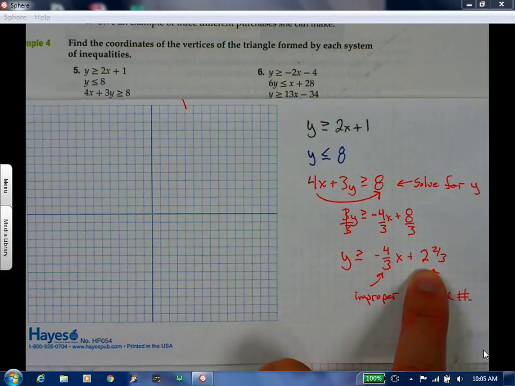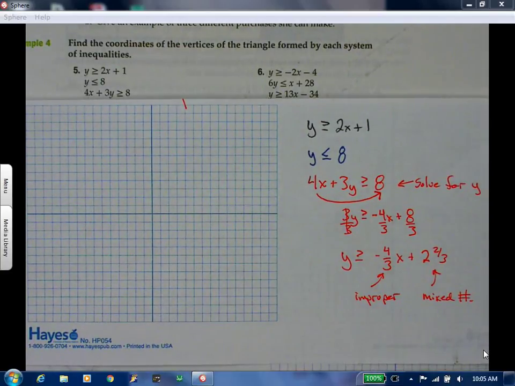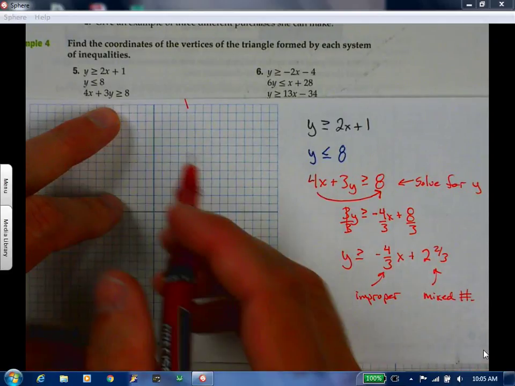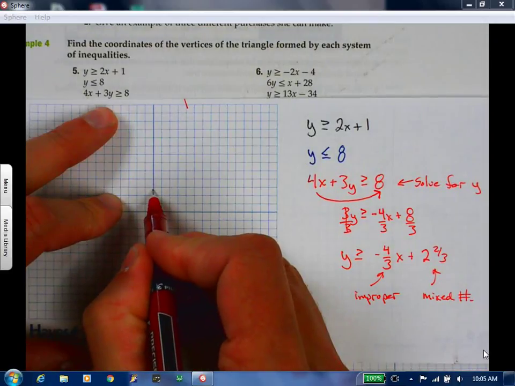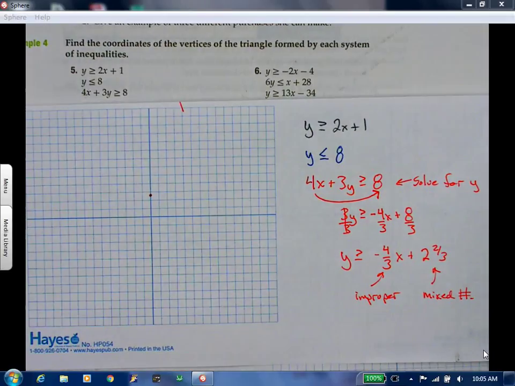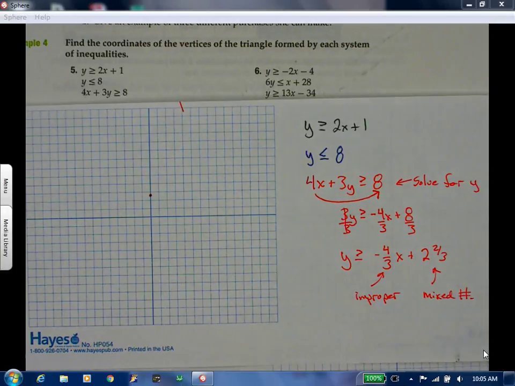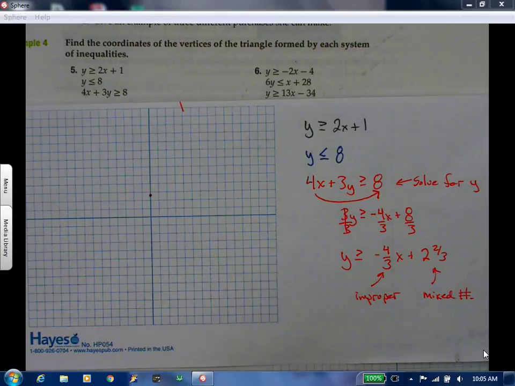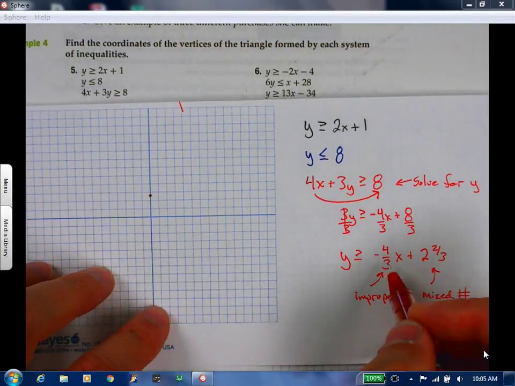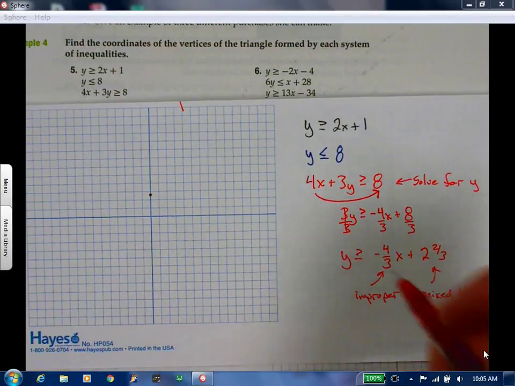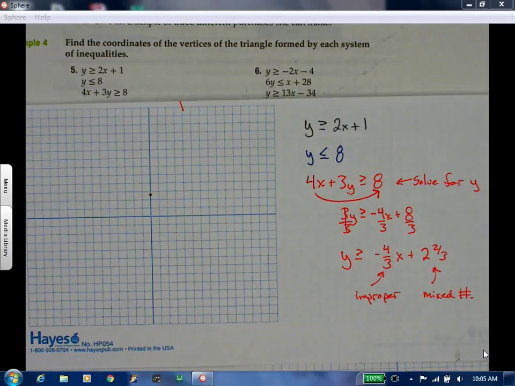So 2 and 2/3 tells you, hey, I have to be between 2 and 3. So I'm going to do this one first since we've been working with it. 2 and 2/3 would be a little bit past 2.5. Now my slope is negative 4/3. So on the u, am I using the left side or the right side? Left. Here's my y-intercept. So this starting point is my y-intercept.